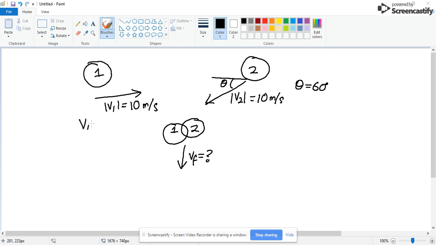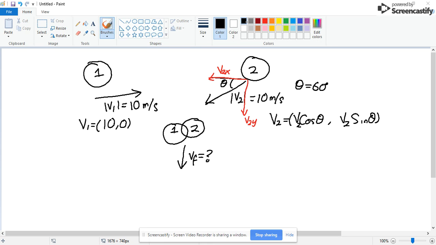So V1 we can say is an arrow with coordinates 10, 0, because it's pointing straight right. While V2, we need to do some more work because it's at an angle and has two components. Let's say V2x is pointing left and V2y is pointing down. The components of this V2 vector will be V2 cosine of the angle for V2x, and V2 sine of the angle.